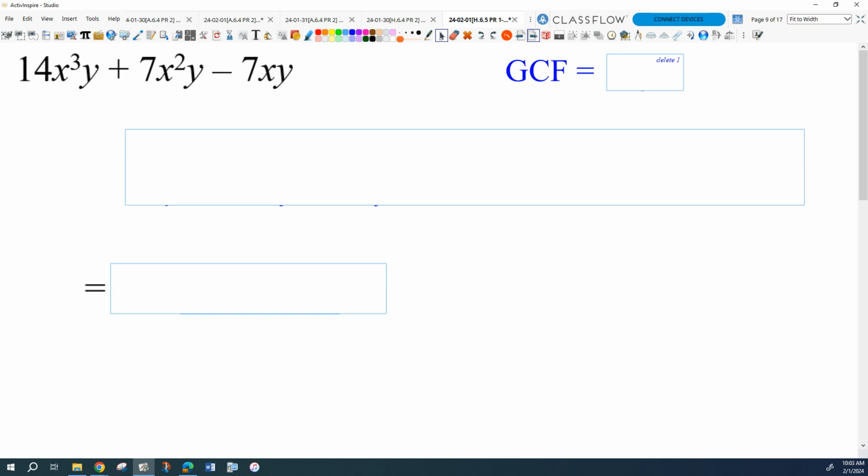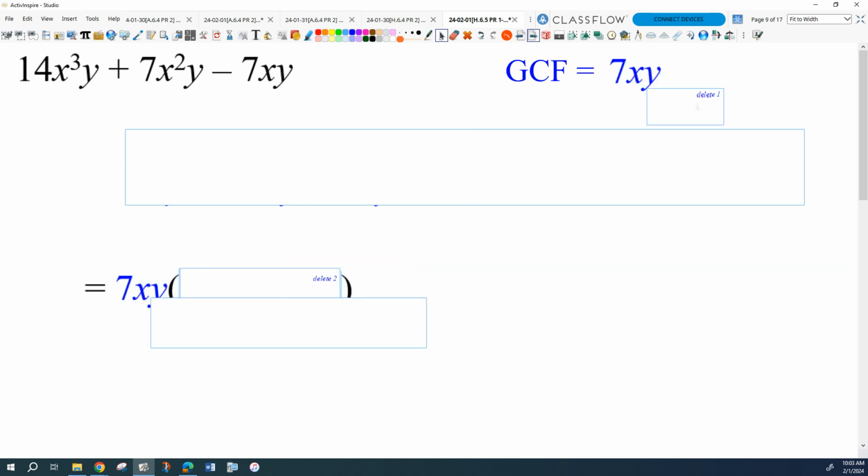How about this one? What's the GCF? What's the number part of the GCF? 7. Okay. What's the x part? X, and then just a y. Good. Okay.